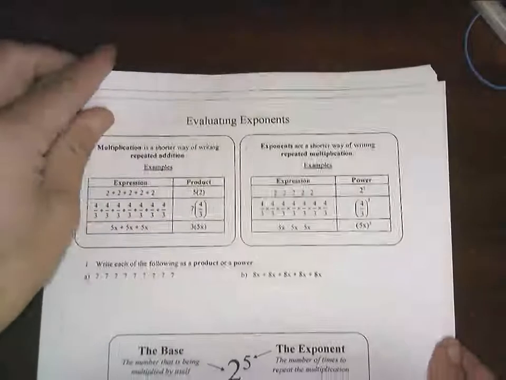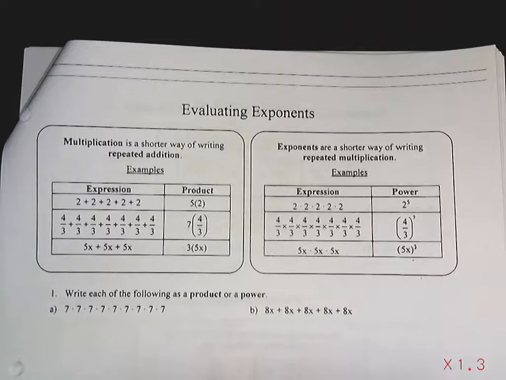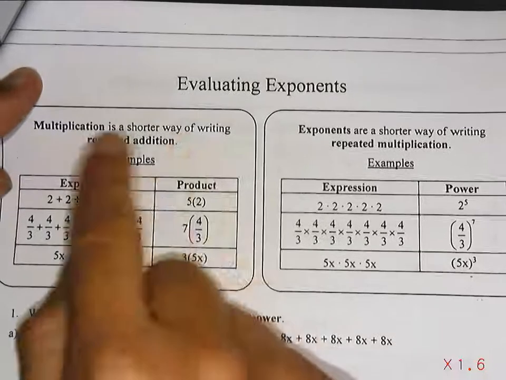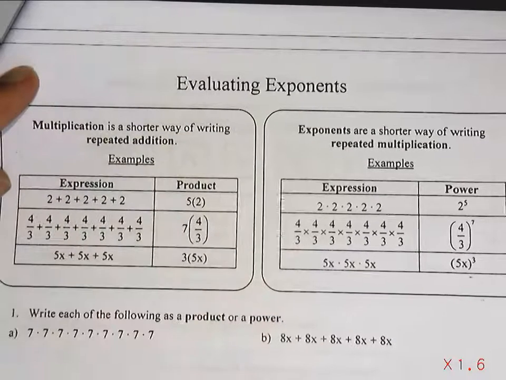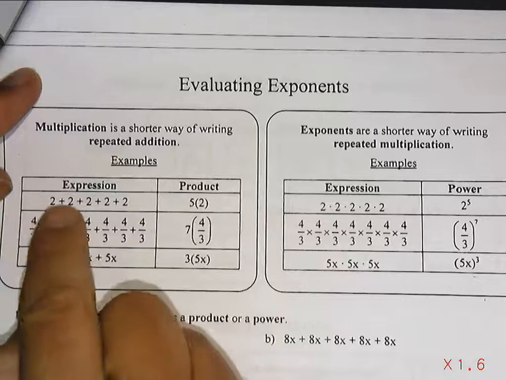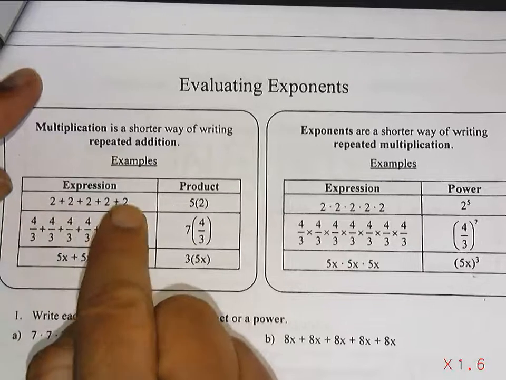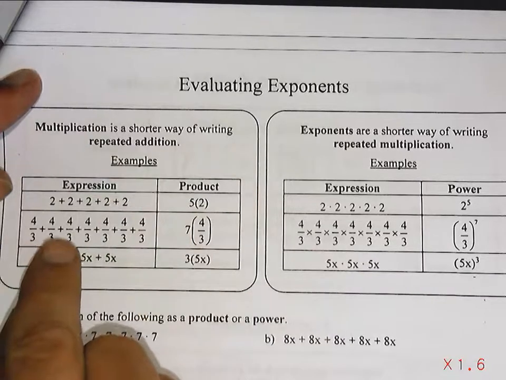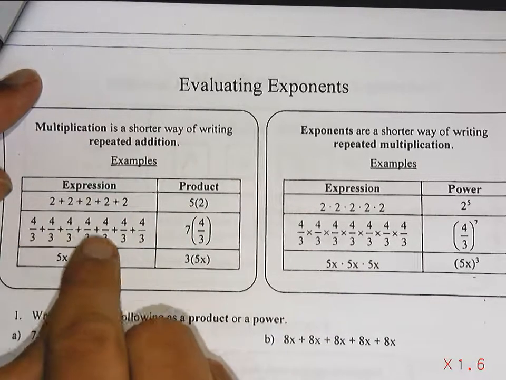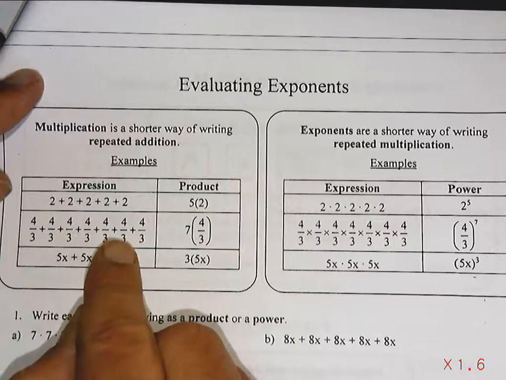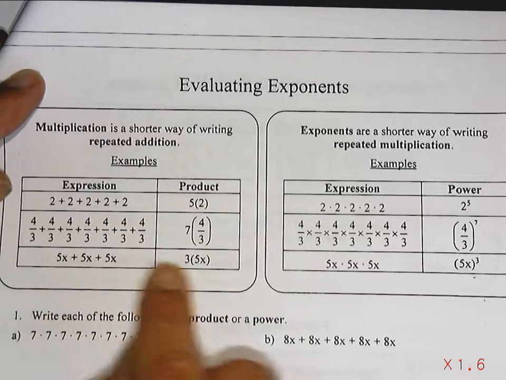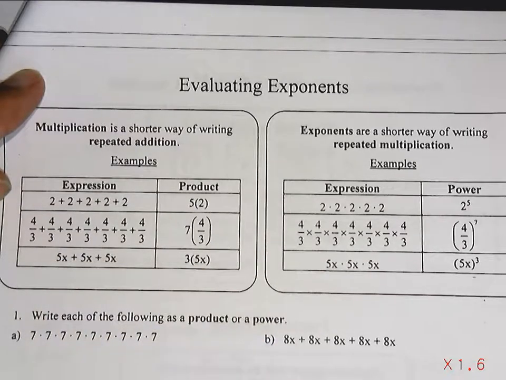Evaluating exponents. First of all, it's going to help us to know what an exponent is. An exponent is just a rapid way of multiplying numbers. And that's happened before. Multiplication is just a rapid way of adding numbers. So 2 plus 2 plus 2 plus 2 plus 2 are 5 2s, and what we do is we say 5 times 2. And if I have 4 over 3 plus 4 over 3 plus 4 over 3, and so on, 1, 2, 3, 4, 5, 6, 7 4 over 3s being added together, well, that's simply 7 times 4 over 3. And if I have 5x times 5x times 5x, that's simply 3 5x's. Now, that's multiplication as rapid addition, right?